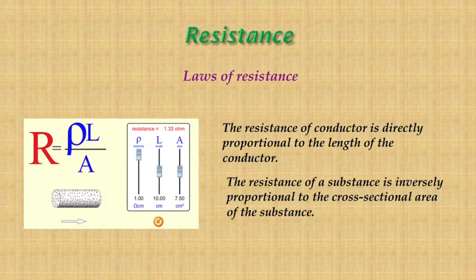Resistance. Resistance is the opposition that a substance offers to the flow of electric current. When an electric current of 1 ampere passes through a component across which a potential difference of 1 volt exists, then the resistance of that component is 1 ohm.